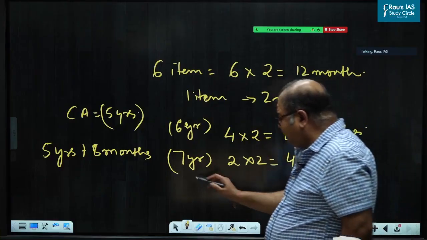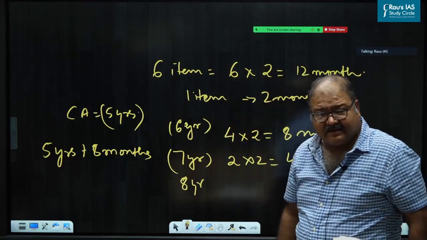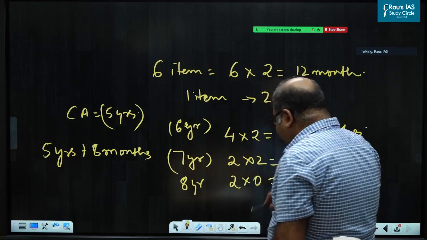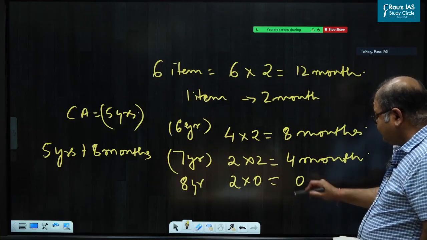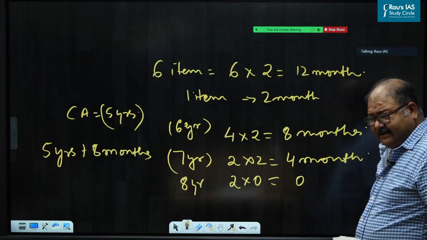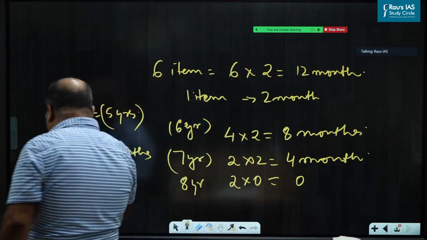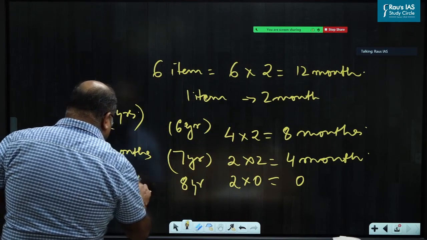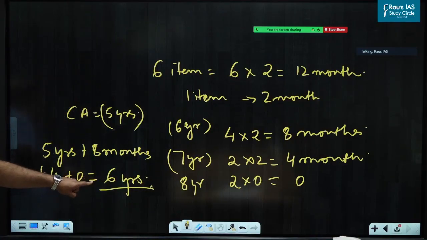Now the child will be given a test that is suitable for 8 years age group, and the child is able to solve 0 questions. So what is the mental age here? 0. Okay. So now you add up 5 years plus 8 months plus 4 months plus 0. That is equal to 6 years. So 6 years will be the mental age of the child. Okay.